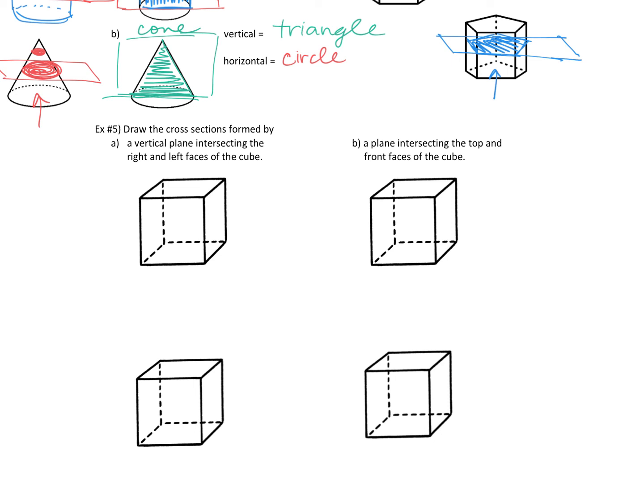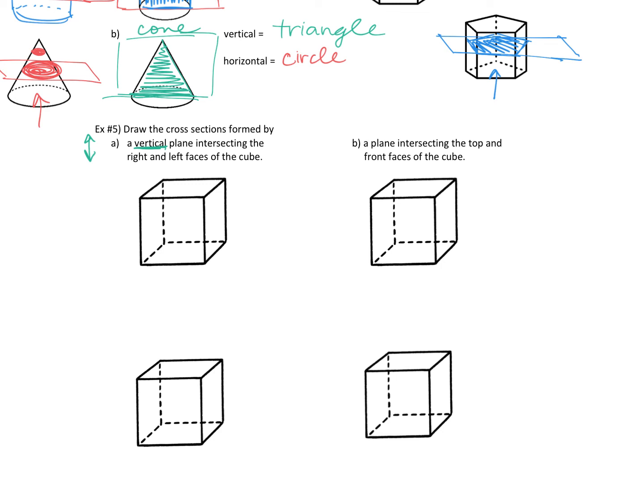If I were to do a vertical plane, remember a cross section is just the overlap of a solid and a plane. So if I were to do a vertical plane, pay attention to wording here, vertical, up and down. If I were to do a vertical plane that intercepts the right and left faces of the cube.